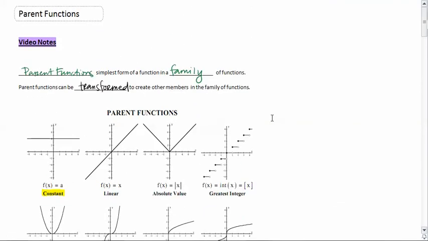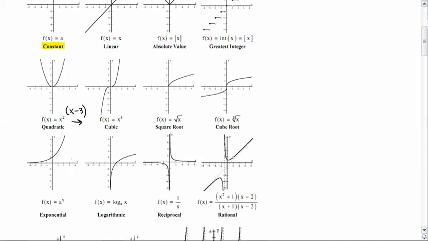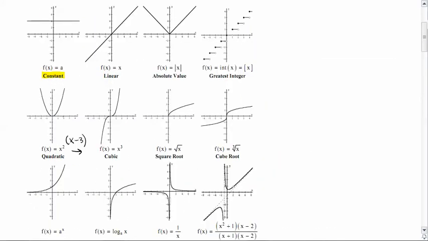So if you have x minus 3, this moves to the right because it's already in x minus h form. So that means we would move to the right 3 units. This x minus 3 squared, we would move this x squared to the right 3 units. If we had x plus 3 squared, we would move this x squared to the left 3 units.